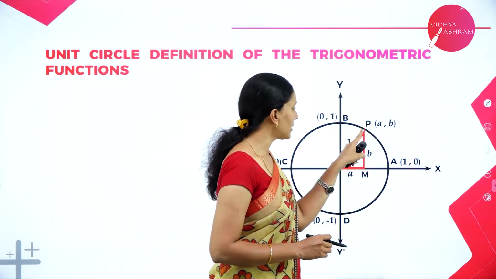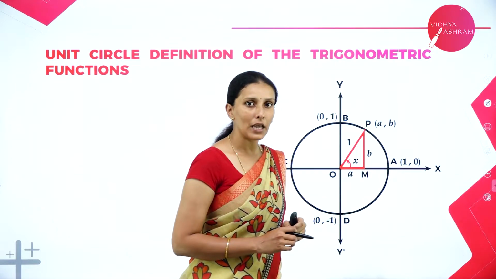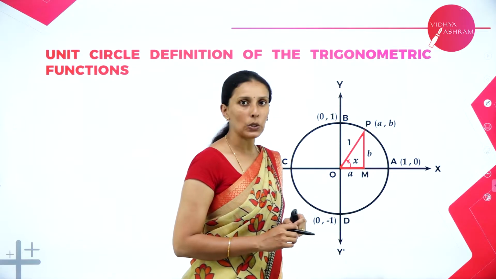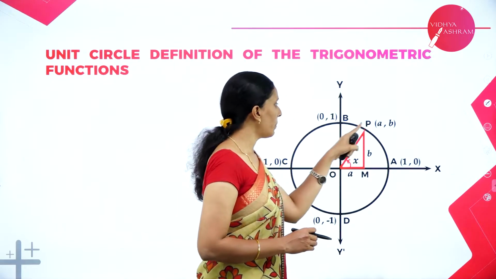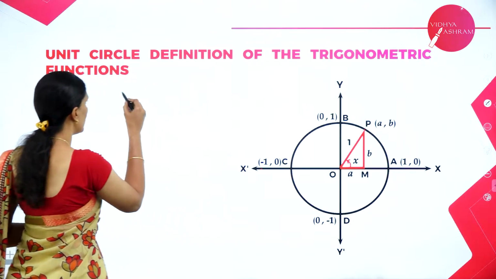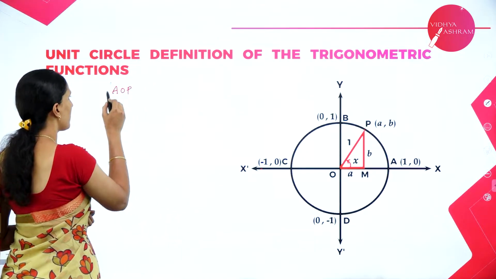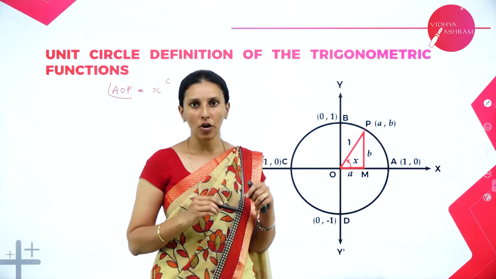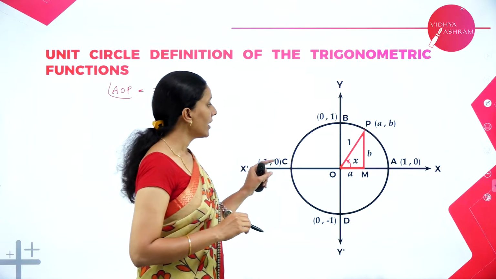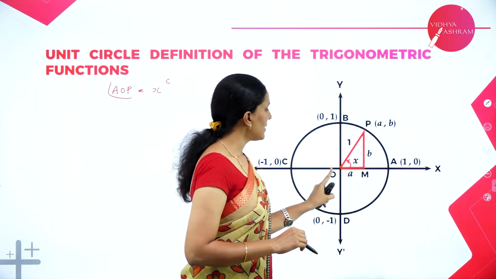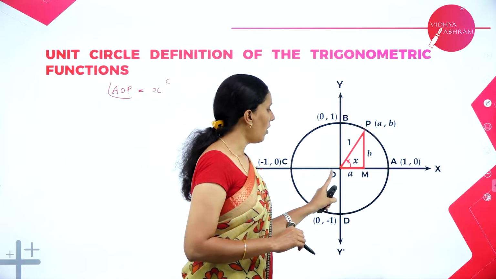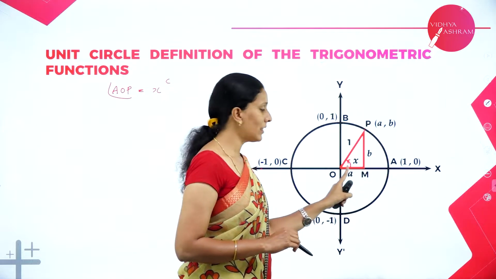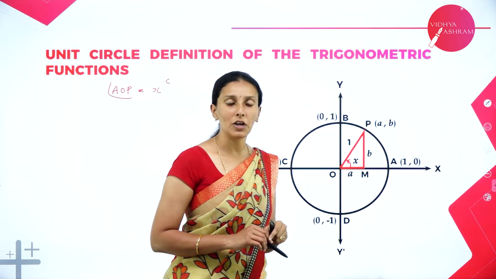Then from the point P, draw a perpendicular PM to the x-axis. So you will get a right angle, that is POM. Now angle AOP is x radians, because I am defining the trigonometric function in terms of radians inside the unit circle, and distance of point P along x-axis is A and distance of point P along y-axis is B. That's why we represent it in the form of P of A, B.